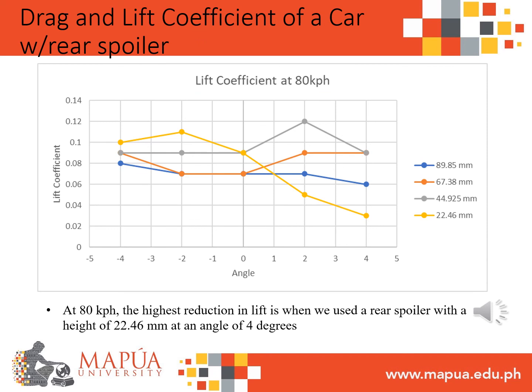For the lift coefficient of all rear spoiler setups at 80 kph, we can see that regardless of height or angle, the result will be lower compared to our benchmark. The highest lift reduction occurs when the height of the rear spoiler is 22.46 mm and the angle is 4 degrees.